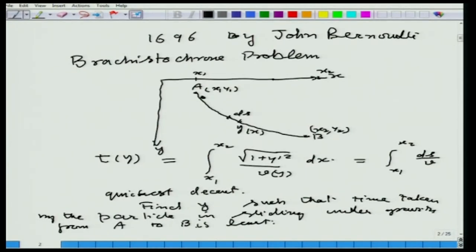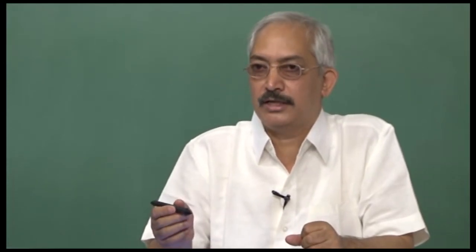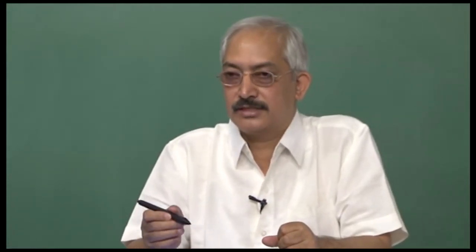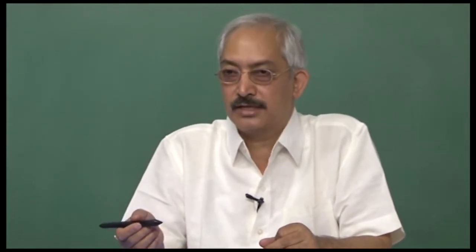Now, this problem was proposed by the famous mathematician John Bernoulli, and in the same year, 1696, it was solved by several mathematicians like Newton, Leibniz, Weierstrass, and John Bernoulli himself, and some other mathematicians of that time. So, the problem of calculus of variations started with that.